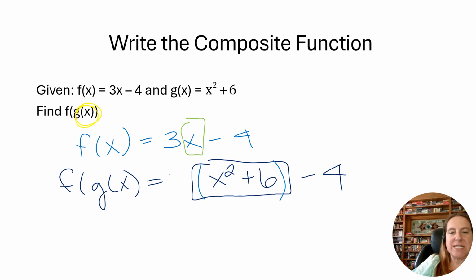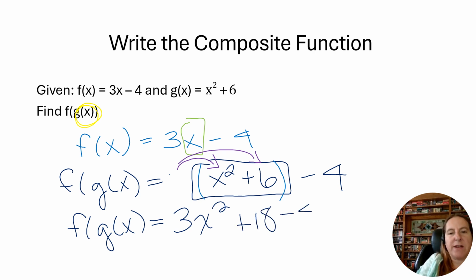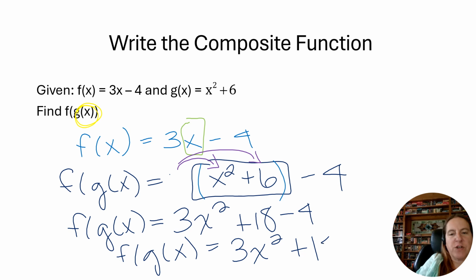Now remember, we know how to simplify this. We're going to distribute. So the 3 that is outside the parentheses is going to be multiplied in. So f of g of x will equal 3x squared plus 3 times 6 is 18, and then still that minus 4. I can simplify that down. Combining my like terms tells us that f of g of x is going to equal 3x squared plus 14.